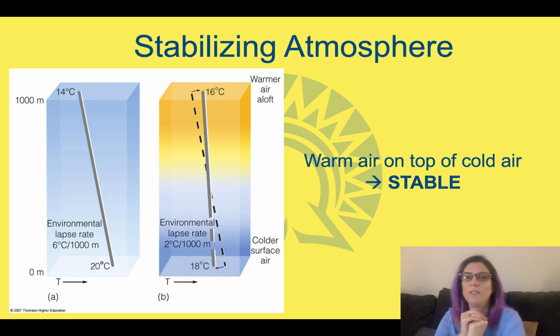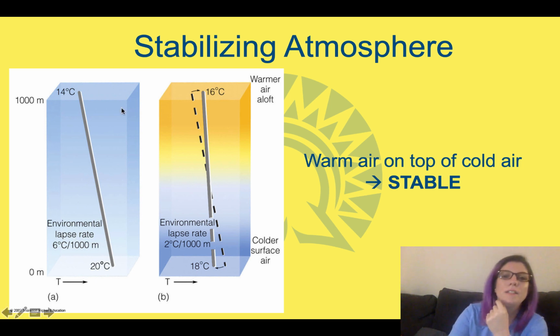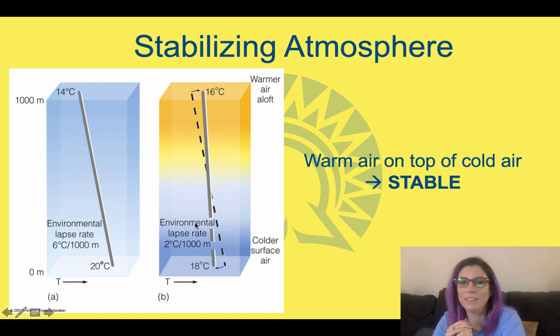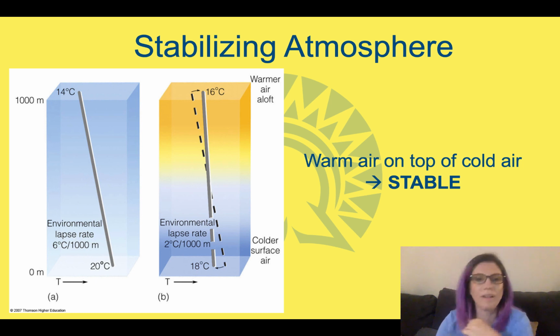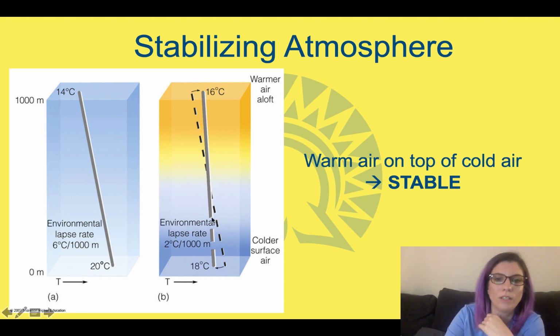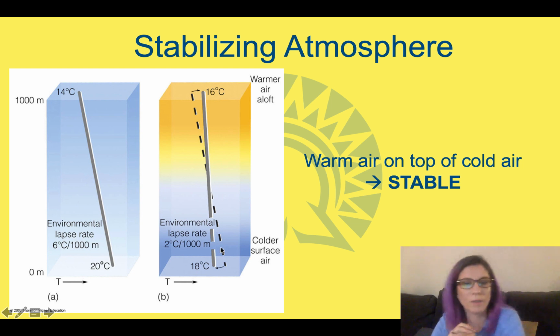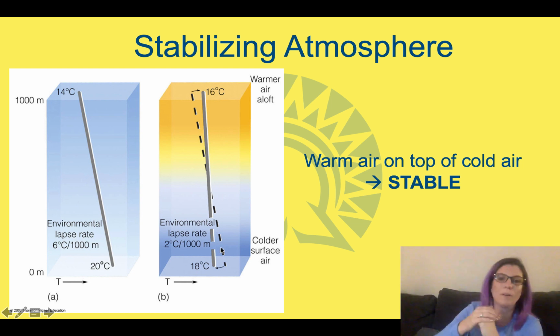Now, we also have a stable atmosphere. Maybe not looking at it with respect to the air parcel, but just with respect to the atmosphere itself. If we're looking at environmental lapse rate where it's going to be warmer air on top of colder air, then that's like the situation that we have going on between the troposphere and the stratosphere. The stratosphere warms with height and the troposphere cools with height.